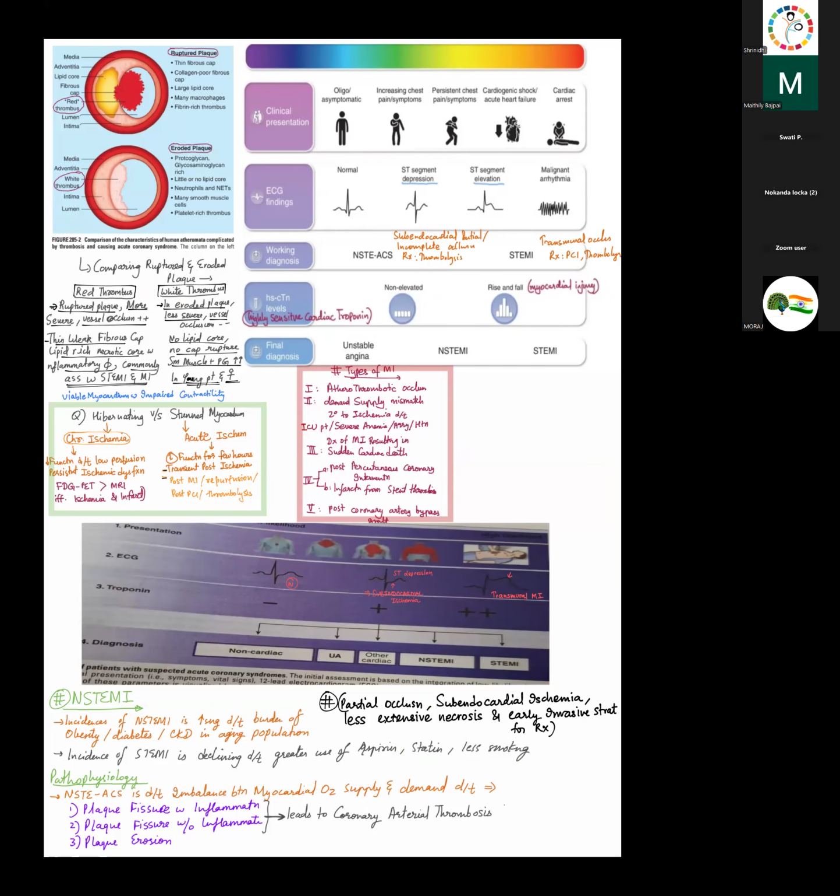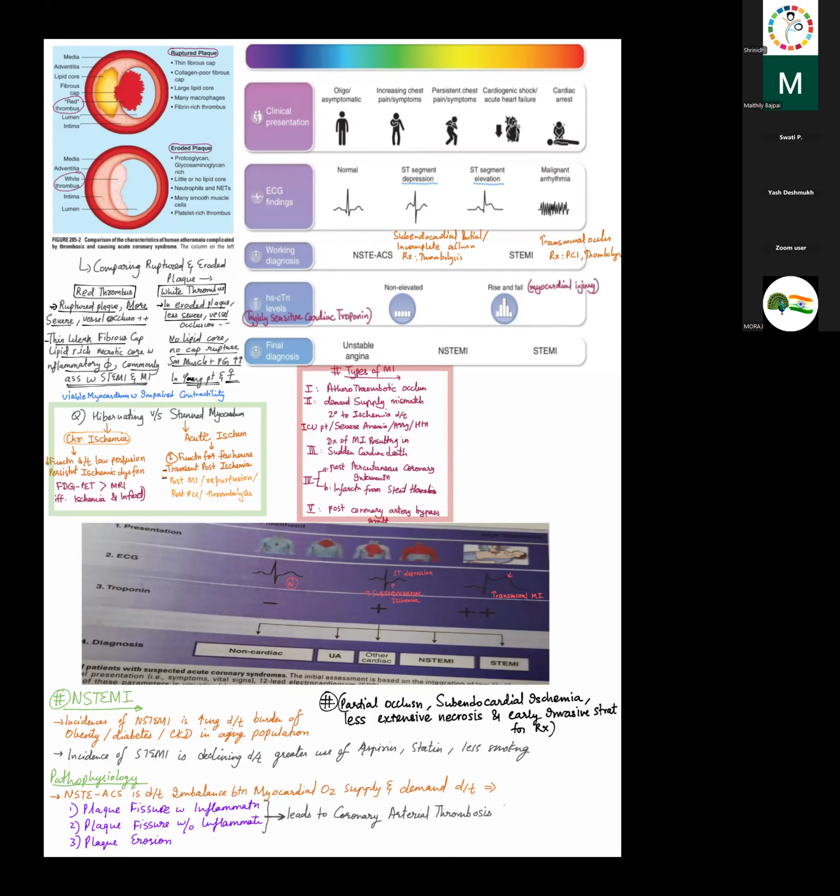But there is one more classification of MI, a non-ST elevation MI, where there is no occlusion actually happening. So what is that class? Can anyone answer? Prinzmetal angina. Okay, so Prinzmetal angina is where there is no occlusion; even if you do an angiography, you will not find any occlusion.